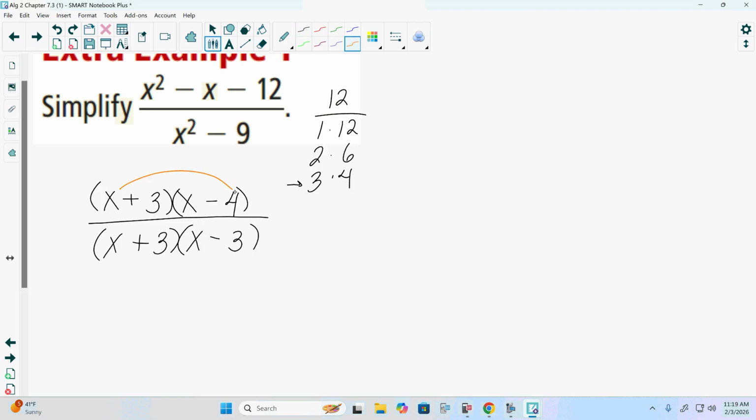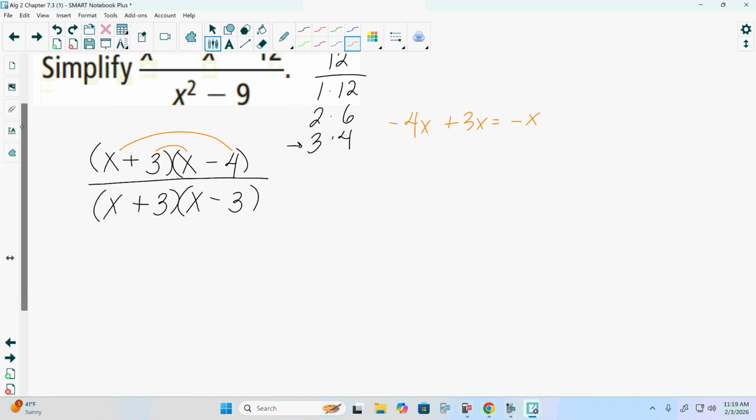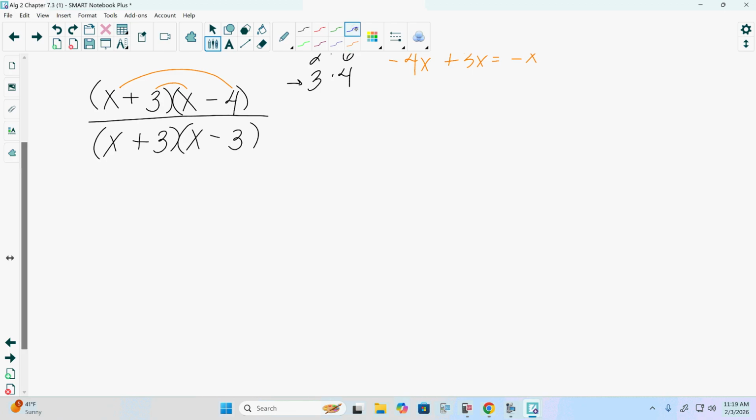But here, x times negative 4 is negative 4x. 3 times x is positive 3x. Negative 4x plus 3x, negative 4 plus 3 is negative 1x. That is the middle term we wanted. So we know that the x plus 3 and x plus 3 will cancel out. That also means any answer choice that has x plus 3 left, either on top or bottom, has to be removed.